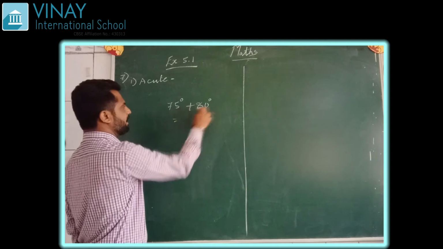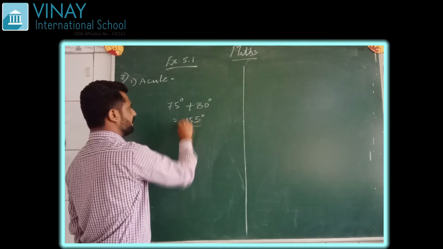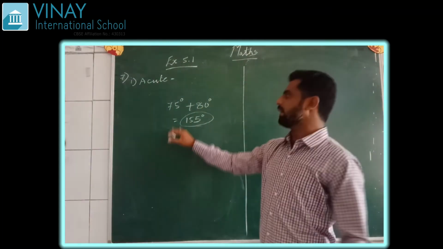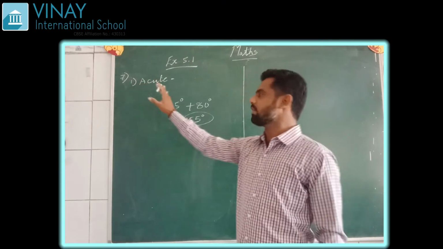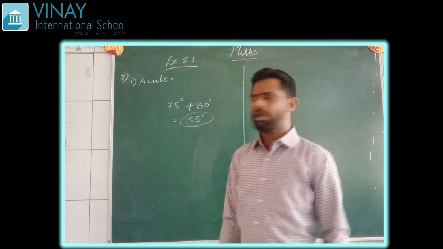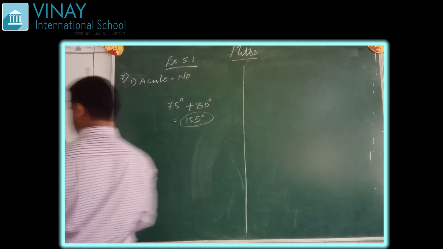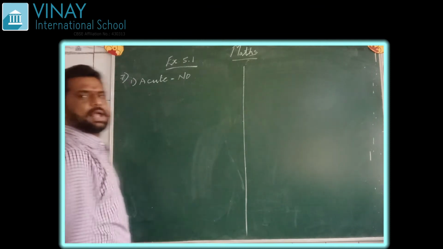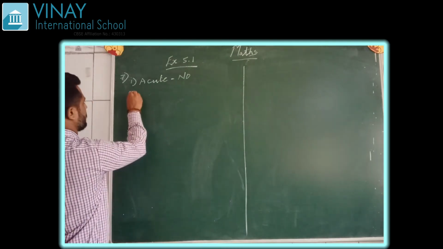So if we add them, it will become 155 degrees, which is less than 180 degrees. It means that if two angles are acute, then they can never be supplementary. So we will write here: no, it is not possible. If both the angles are acute angles, then they will not be supplementary.